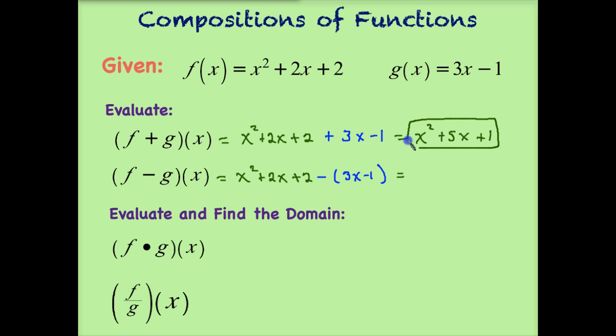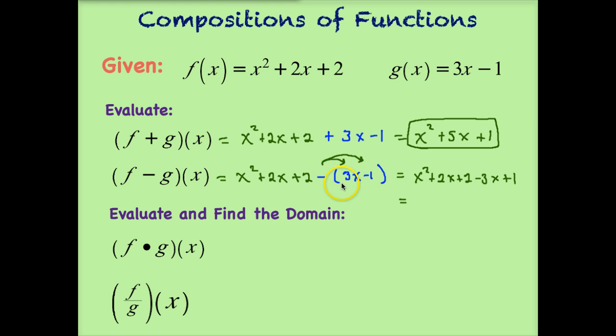In our second example with subtraction, did you remember to put the second function in parentheses? We are subtracting the entire function here from our f function. If we don't put it in parentheses, we will only be subtracting the 3x. In order to finish solving this, then we would need to distribute the subtraction into the parentheses. Distributing that negative gives us a negative 3x and a positive 1.